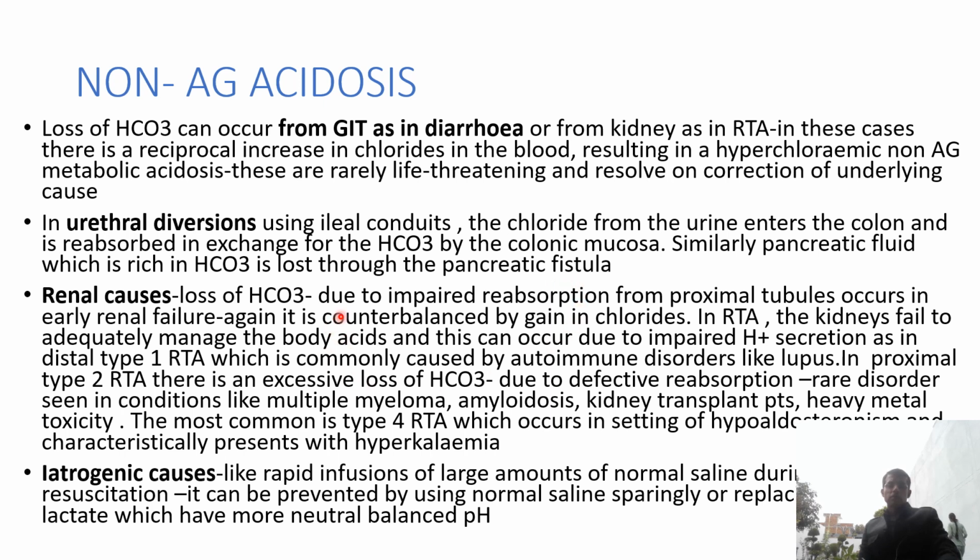Among renal causes, loss of bicarbonate due to impaired absorption from the proximal tubules occurs in early renal failure. Again, it is counterbalanced by a gain in chlorides. So it's a normal anion-gap acidosis. In renal tubular acidosis, the kidneys fail to adequately manage the body acids, and this can occur due to impaired H-positive secretion, as in type 1 distal renal tubular acidosis, which is commonly caused by autoimmune disorders like lupus.